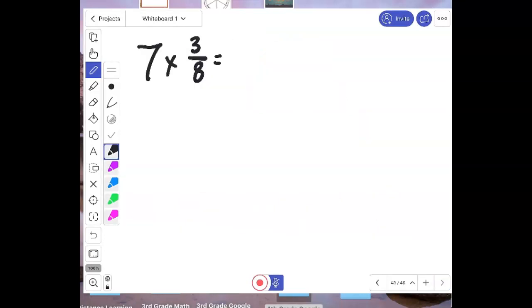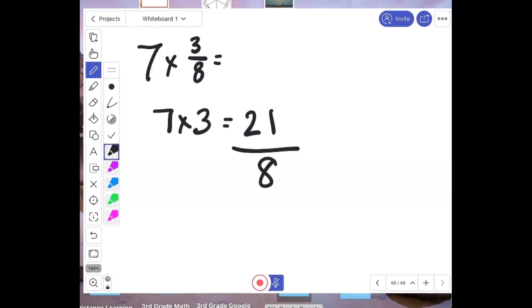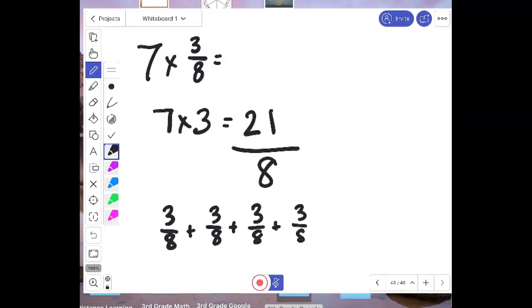So if I do that with 7 times 3/8, that's going to be 7 times 3 equals 21, and it's eighths. So I have 21 eighths, because if I did it, it would be 3 eighths plus 3 eighths plus 3 eighths plus 3 eighths plus 3 eighths plus 3 eighths plus 3 eighths. Altogether, that's going to equal 21 eighths.